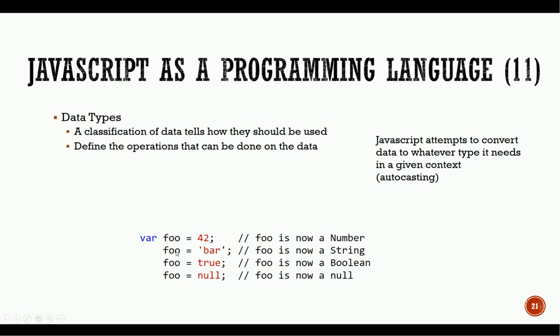So first we declare foo and assign it a number, so it becomes a number. But then we can right away use it to store a string, or to store a boolean, and later change it to store the null data.